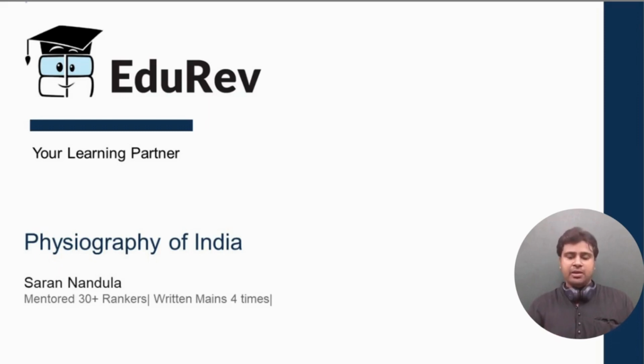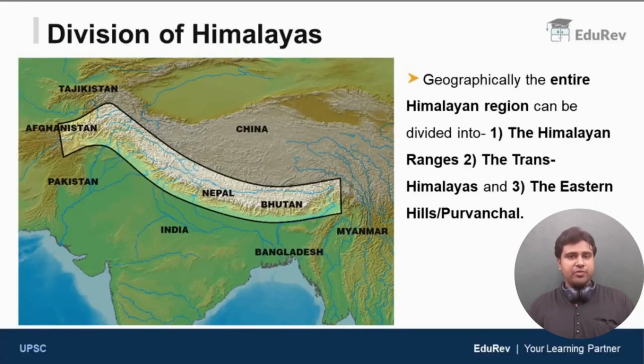In this video, we will discuss the division of the Himalayas. Okay, so let's just begin. The entire Himalayan region, which is highlighted here in the map and which is spread across many countries, is geographically divided into three regions. The first one is the Himalayan Ranges, the second is the Trans-Himalayas, and the third is the Eastern Hills or Purvanchal.